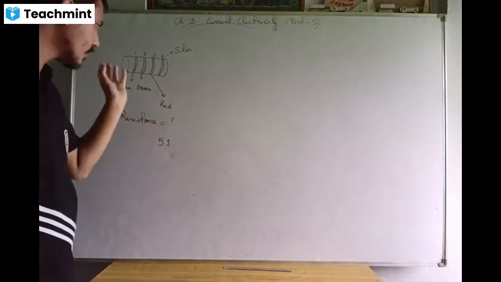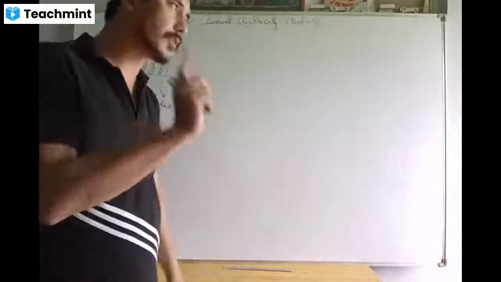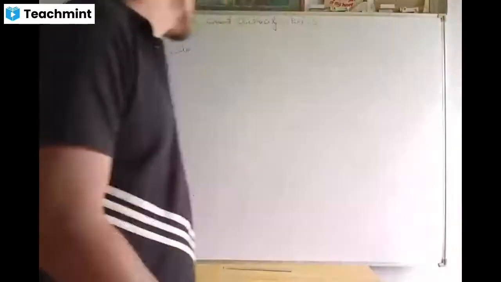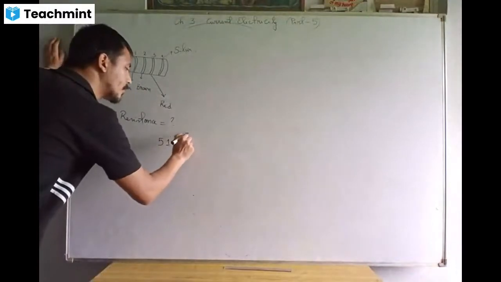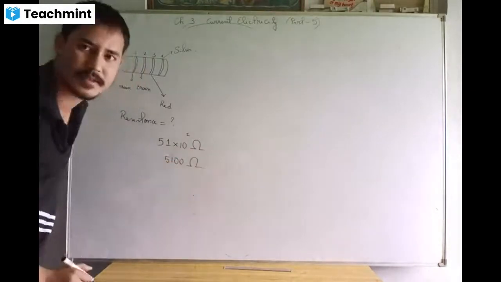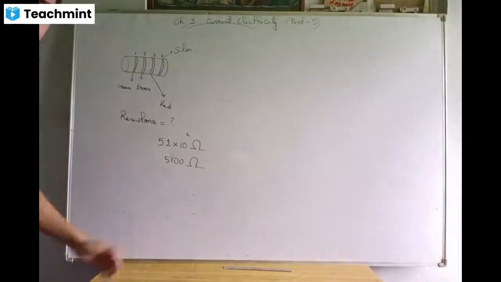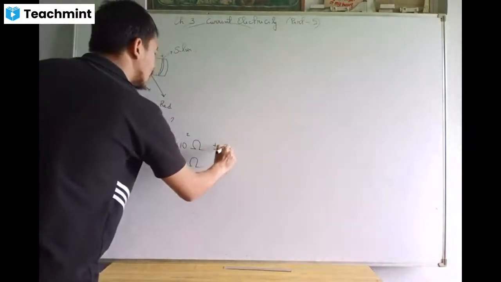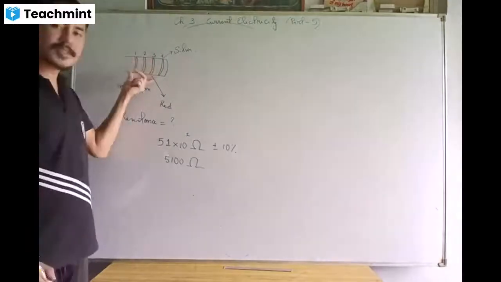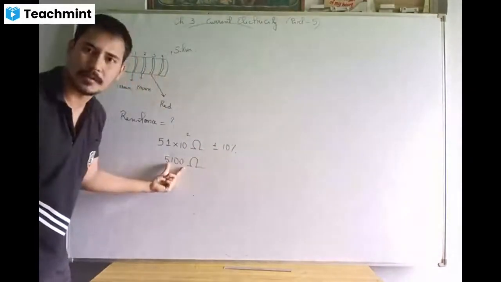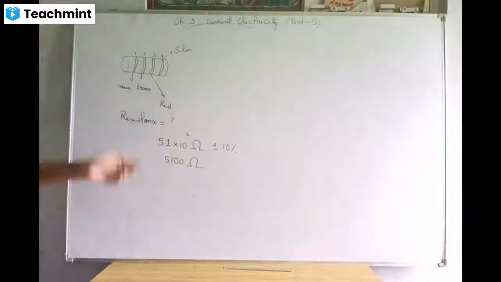And this third color code gives you the order of the magnitude. What is the multiplier for red? The multiplier of red is 10 to the power 2. So 51 into 10 to the power 2 ohm, which means 5,100 ohm. Such a big resistance. And then the fourth band gives you the tolerance. The tolerance for silver is plus minus 10%. That means the resistance of this resistor can be 10% greater or 10% less than this value. Are you following me? Very good.